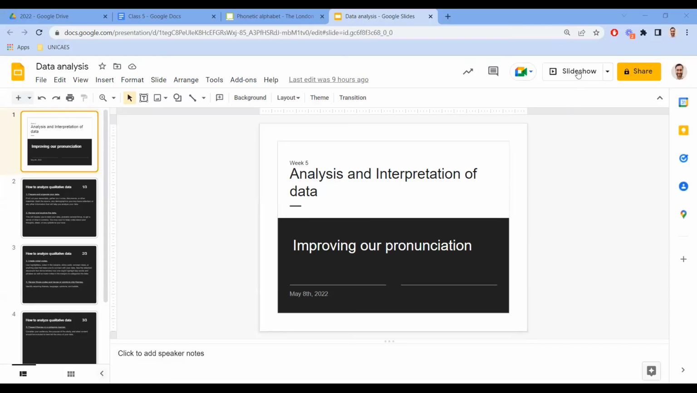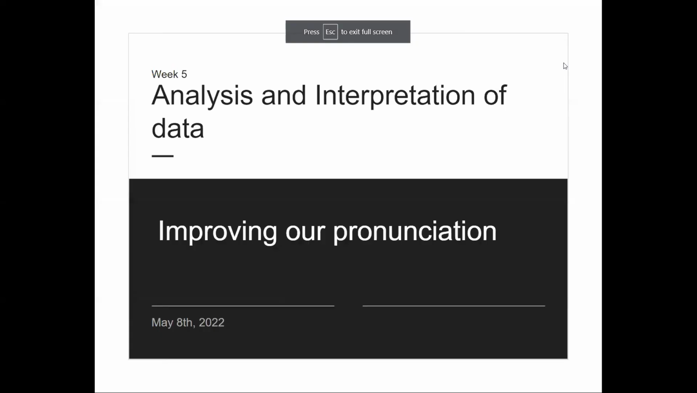So over here we have the 10 tips on how to improve our pronunciation in order to improve our communicative skills, right? So I'm going to jump quickly into the second part of the class that is related to the research project.